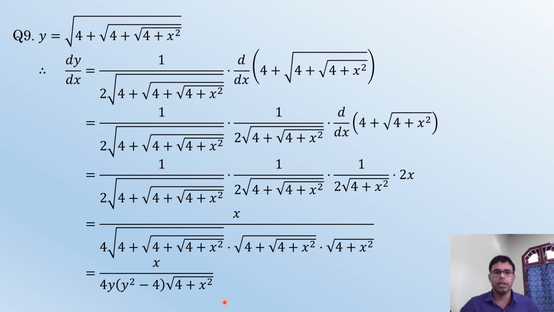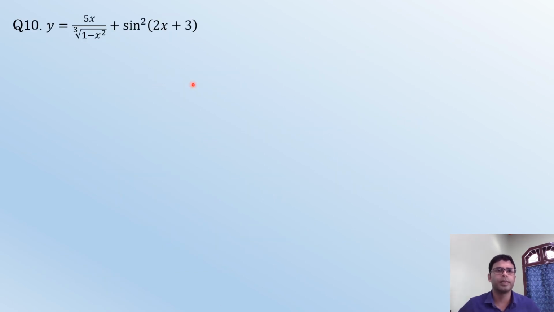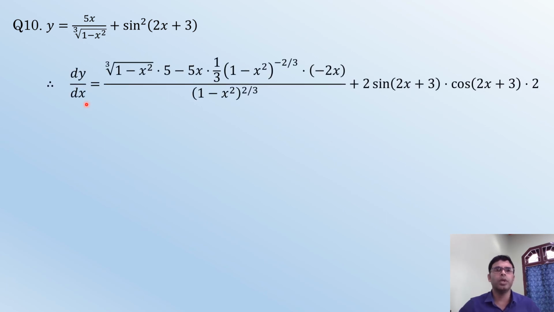Then you see the next question, number 10. y is equal to 5x by this one, it is cube root, and plus sine square of this. So dy/dx is equal to, it is a quotient function, so denominator square. The cube root means actually (1 minus x square) whole to the power 1 by 3, so the square of that is whole to the power 2 by 3.